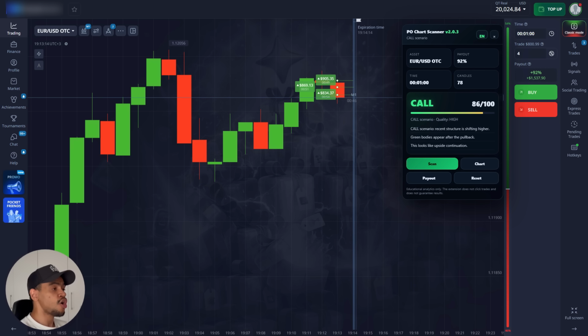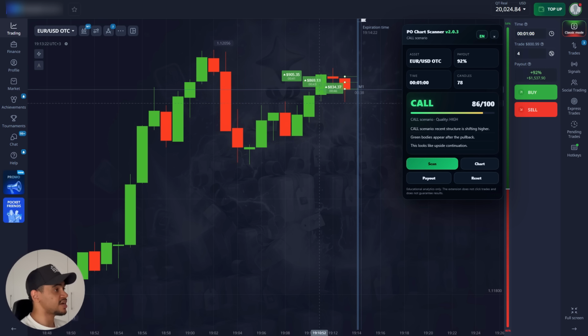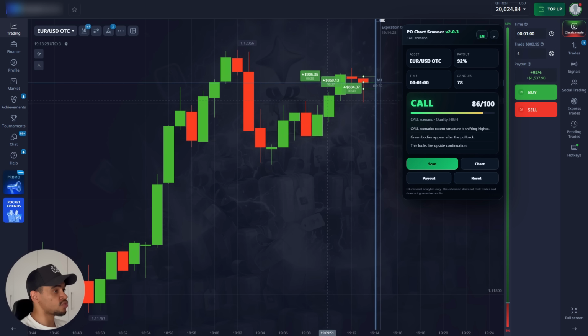So I'm placing almost 12% of my balance here with this trade, and again, I already know that the price will most likely go higher here, as I have an understanding that we got a little bit of retracement here. Right now we start to see more green candles here. So just like the robot says here, recent structure is shifting higher, green bodies appear after the pullback.